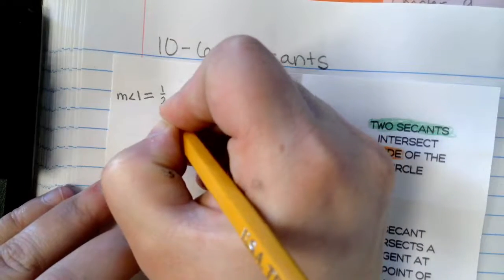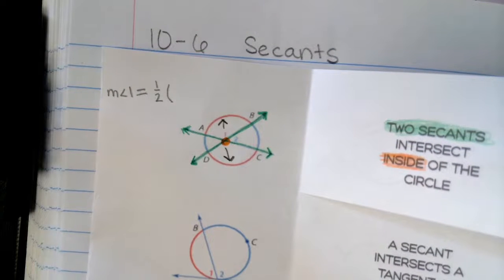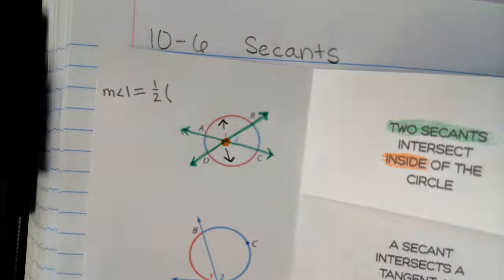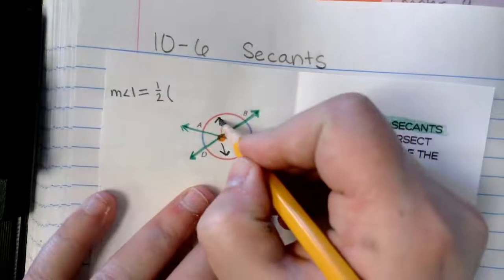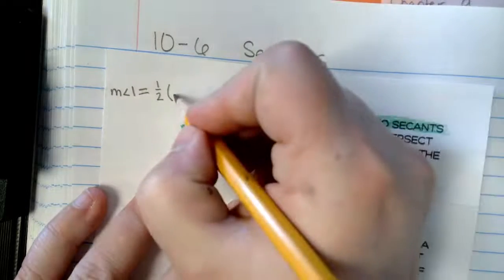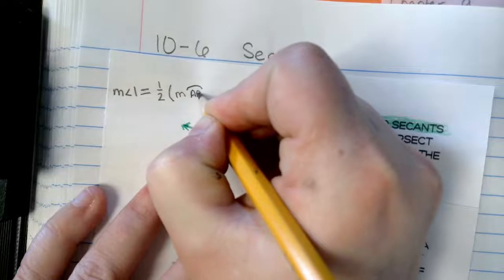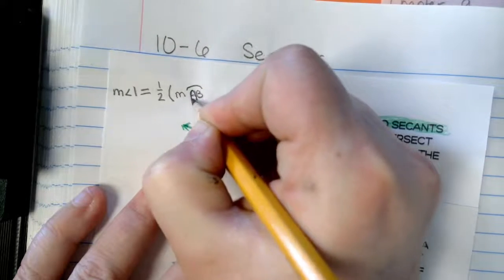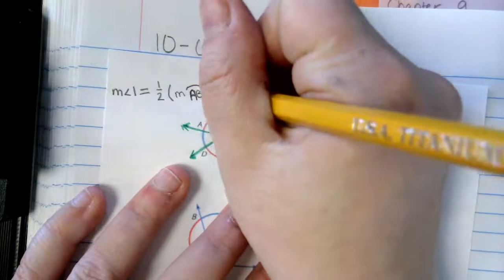What's one of the arcs across from angle 1? AB. So the measure of arc AB and we're going to add it with the arc across from that vertical angle because we know these 2 are the same angles, so we're going to look across at the other arc. So what is the other arc there? CD.